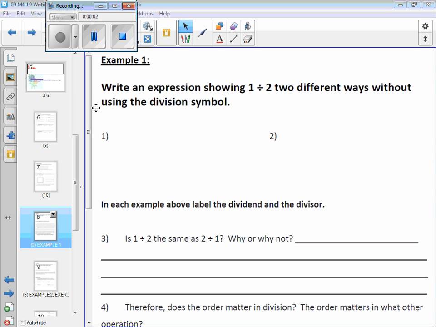The example on page 2 is asking you, what are the other two ways that you can show the division of 1 divided by 2 without using the division symbol? Now, I'll tell you what, it's just easier if I have you come up here and actually do it, because it's hard to kind of explain it.